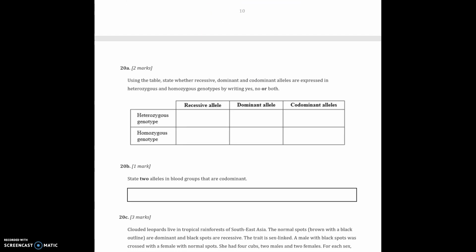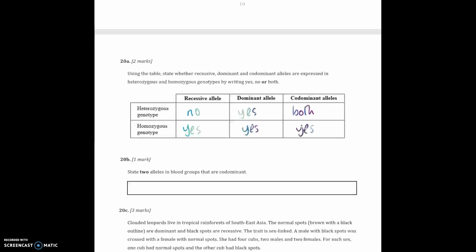This question caused quite a few confusions. I think it is a really slightly worded question. What it's really just asking is, in the heterozygous genotype, is the recessive allele expressed? Well, no, it isn't, because you only see the recessive allele in the homozygous genotype, so then it's yes in that one. The dominant allele is yes and yes. With codominance, if it's heterozygous, then actually both of the alleles are expressed. And obviously if it's homozygous, then it's a yes. You got 1 mark for each line there.